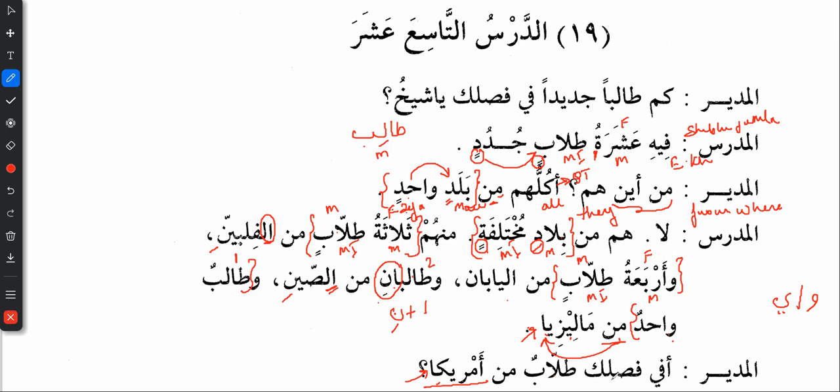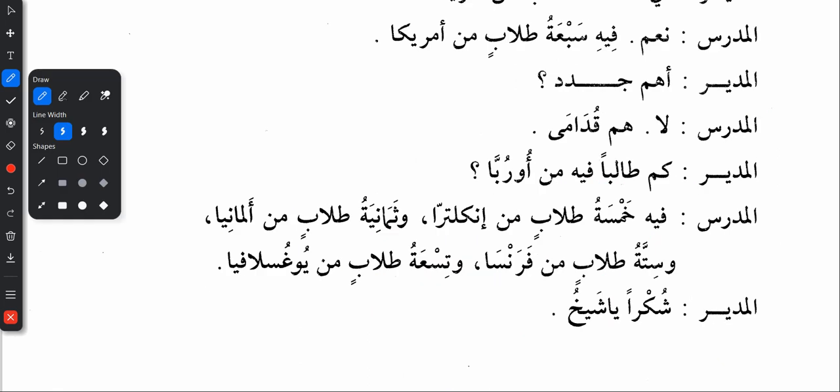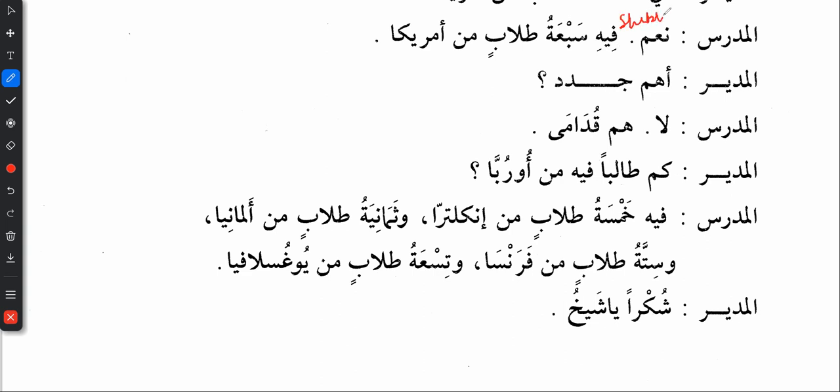So you can see it's a questioning tool, Hamzatul Istifham. So he's asking, is there in your class a student from America? So the teacher replies. The teacher says, Naam, fihi. Now this is also shibh jumla. You can see the harf jar. Fihi sab'atu, feminine number. Why? Because this is male. And this is mudaf ilayhi.